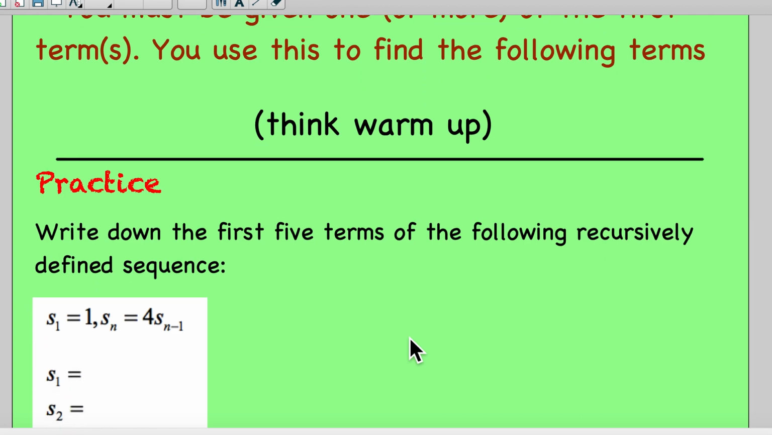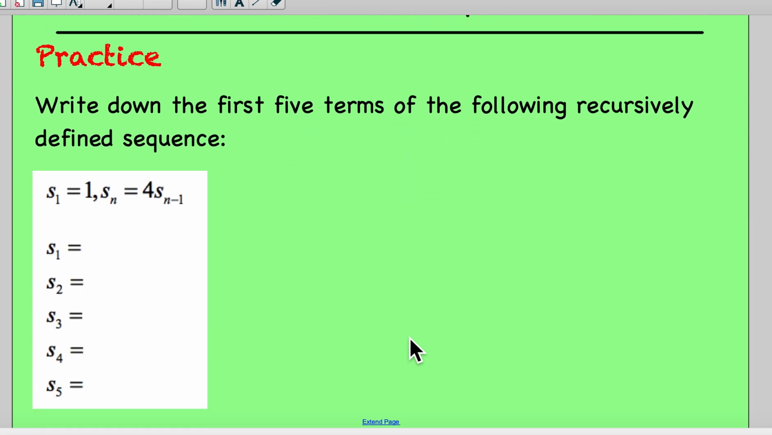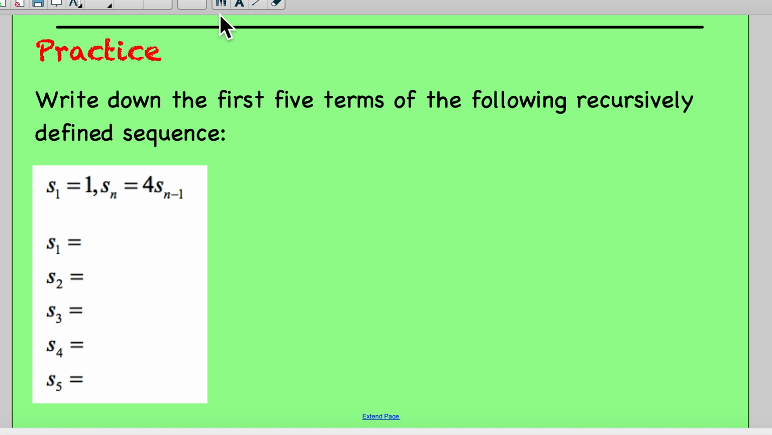So you can tell that this practice one is recursive because you can see here, it gives you the first term. It says S sub 1. That just means first term. Here they're using the letter S. Again, letters will change. So it says S sub 1 equals 1. So it just means the first term is equal to 1. And then it says write the first 5 terms. Well, I know that the first term is 1 because it told me that. So that's not rocket science.